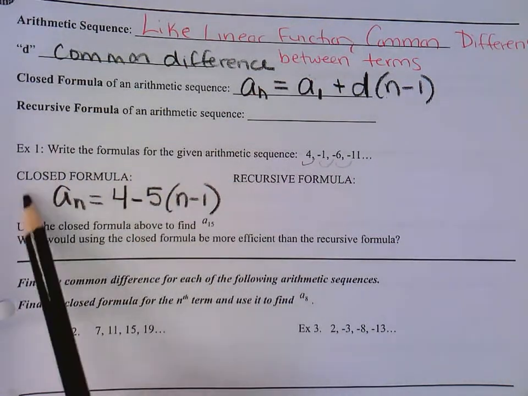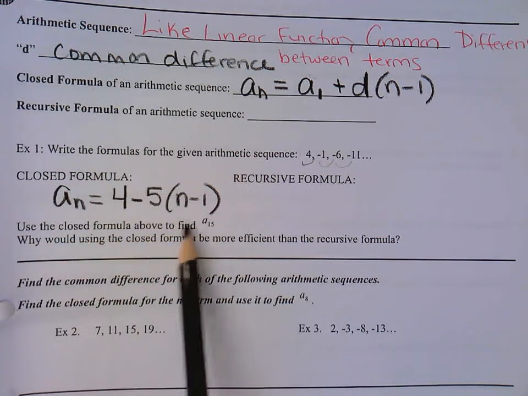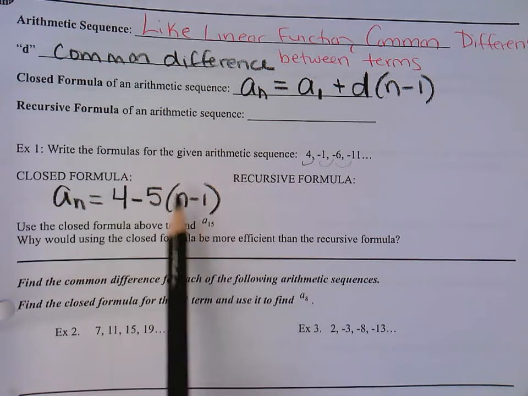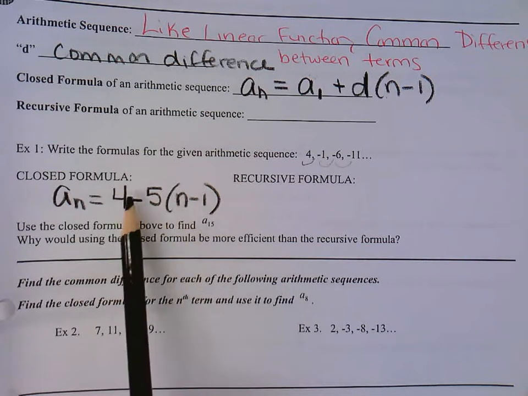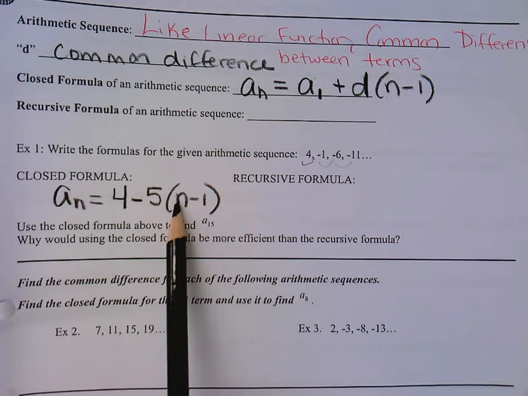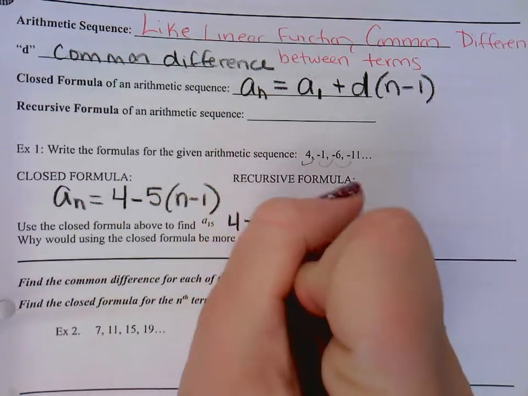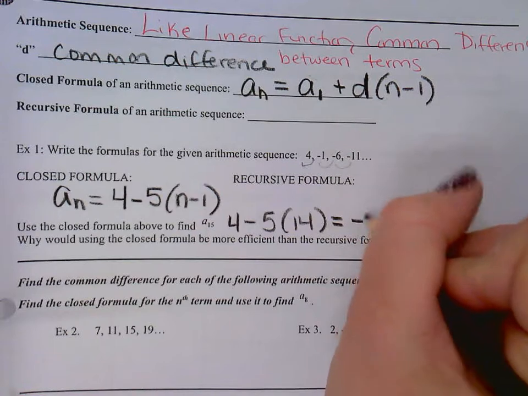The nice thing about your closed formula is it allows you to do this. It says use the closed formula to find a sub 15. So I can find the 15th term just by plugging in 15 for n. So I would have 4 minus 5 times 14, right? If I start at 4, I'm going to subtract 5 14 more times. 4 minus 5 times 14 will just produce the output value. With recursive, you'd have to find all of the preceding terms. So this tells me that my 15th term is negative 66.